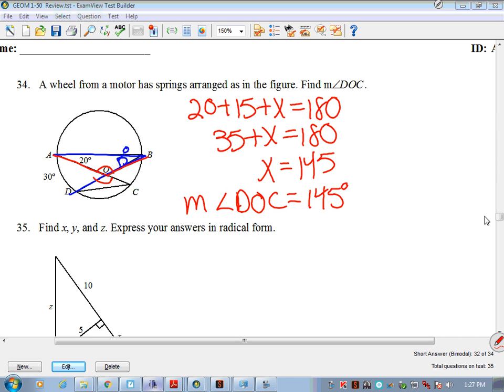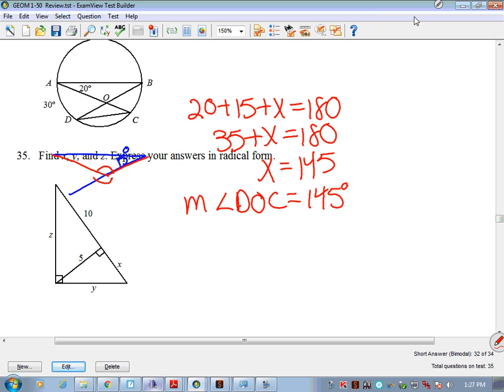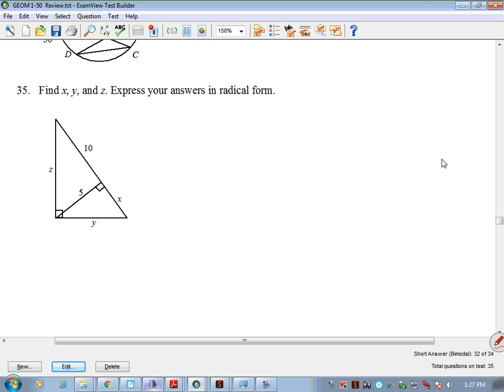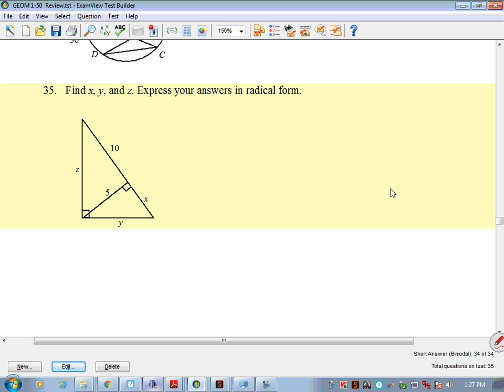Okay? The last question of the day. Okay? Find X, Y, and Z. Express your answers in radical form. All right, this is going to talk about geometric means. You can find this information on lesson 50. Okay? Hopefully we remember some things from here.